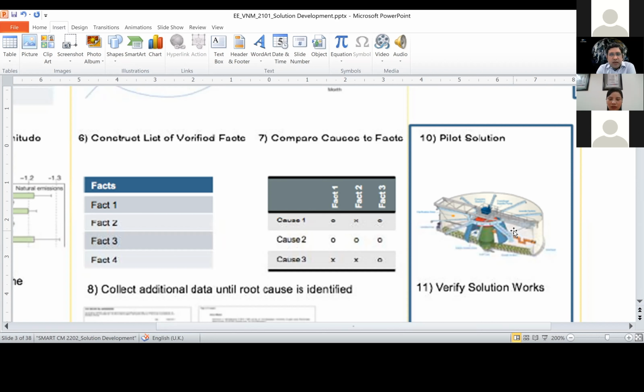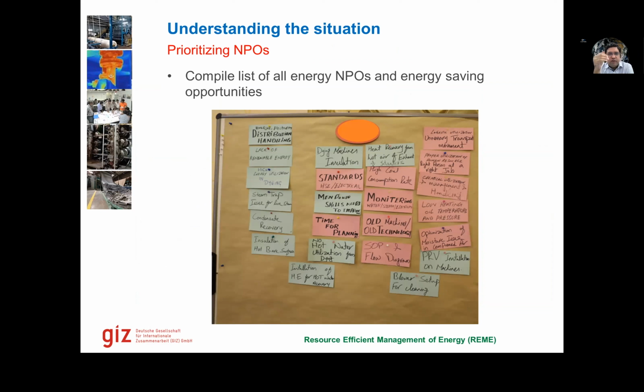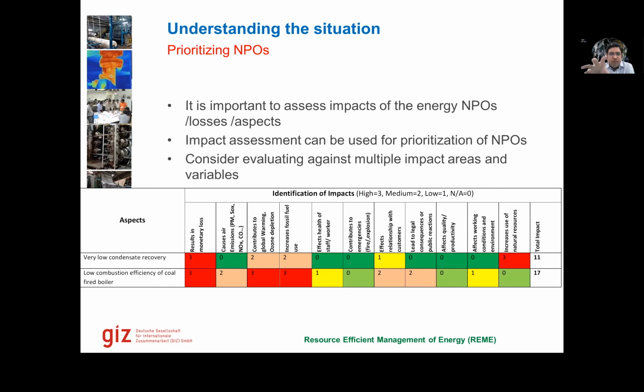So anyways, when we start, first of all, remember we identified the non-product outputs. I just wanted to build a context that whatever we do, we first have to start with compiling a list of energy saving opportunities and non-product outputs. Once we do that, we come to this point where we do the prioritization. This prioritization matrix can be used for prioritizing non-product outputs, and it can also be used for prioritizing and comparing the alternative solutions.